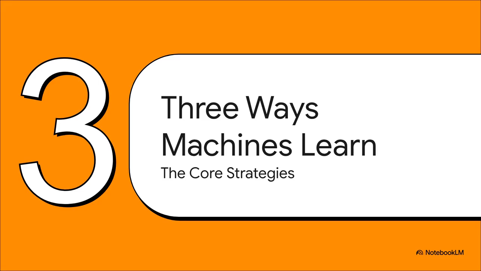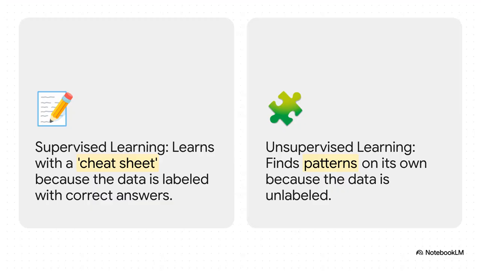Okay, so we've got the key terms down. Now let's talk about the core strategies. Pretty much every single machine learning project you're ever going to see will fall into one of these three main buckets. The two big ones you'll see most often are supervised and unsupervised learning. And honestly, the difference is pretty straightforward.